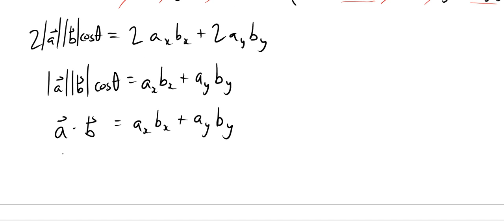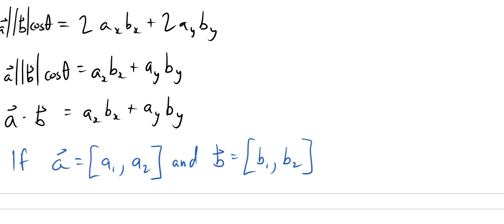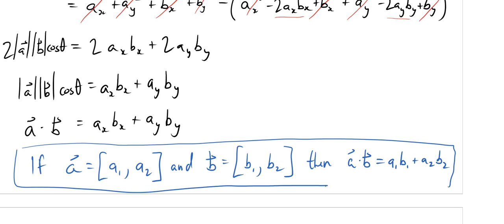So we're going to write this down. If vector A is A1, comma A2, and vector B is B1, comma B2, then A dot B equals A1 B1 plus A2 B2. Any questions?